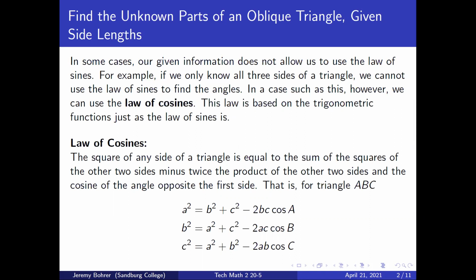This law is based on the trigonometric functions, as the law of sines is. Law of cosines: the square of any side of a triangle is equal to the sum of the squares of the other two sides minus twice the product of the other two sides and the cosine of the angle opposite the first side. That is, for triangle ABC, a squared equals b squared plus c squared minus 2bc times the cosine of A. b squared equals a squared plus c squared minus 2ac times the cosine of B. And c squared equals a squared plus b squared minus 2ab times the cosine of C.